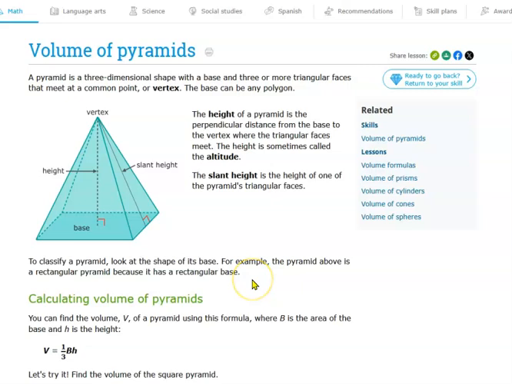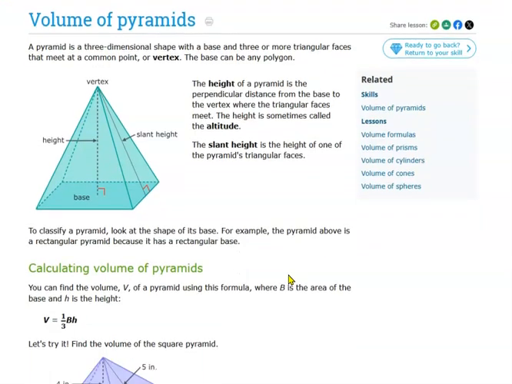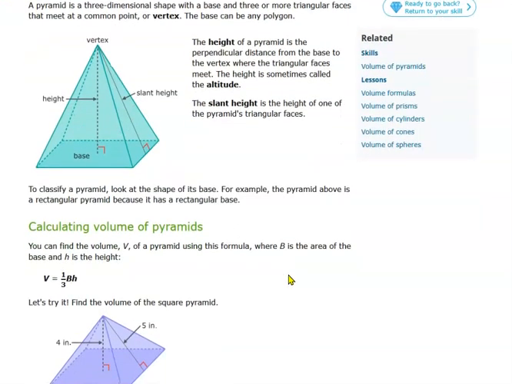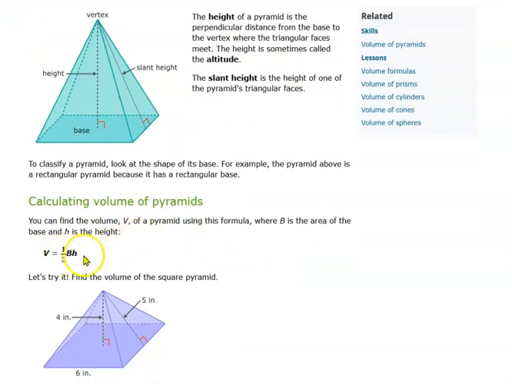To classify a pyramid, look at the shape of its base. For example, the pyramid above is a rectangular pyramid because it has a rectangular base. Here is our formula, okay? And it's written in a very general way because pyramids can all be different, right? So it's the volume equals 1/3 times the area of the base times the height.